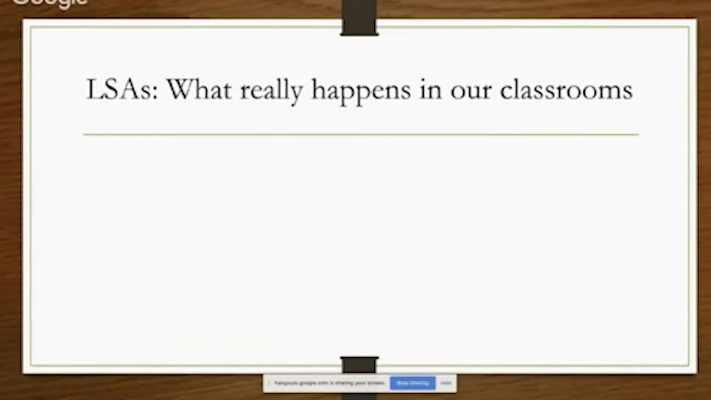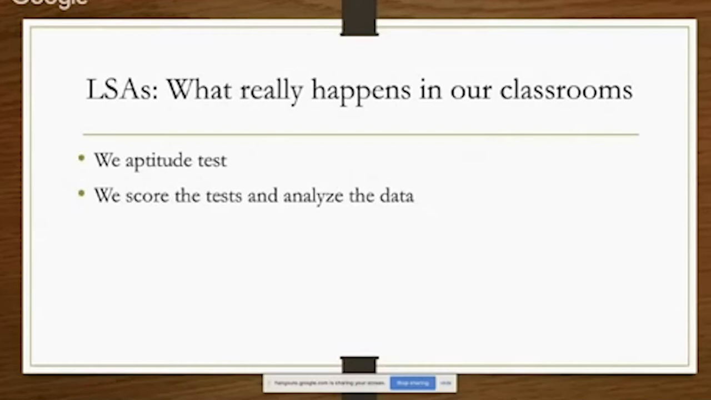So I'm going to start with learning sequence activities, because the reality is, if we aptitude test our students, we do LSAs. Otherwise, there's no point in doing the aptitude testing. So what really happens in our classrooms, and I'm going to be brutally honest, we test our kids. It takes two class periods. It's a lot of instruction time to give up, especially if you're only seeing your kids once a week. From there, we score the tests, we analyze the data, and if you're me, you might drink a little wine while you're doing all of that. Because again, if you have 500 students, that's 1,000 tests that you are scoring. And it is a lot of work to go through that.